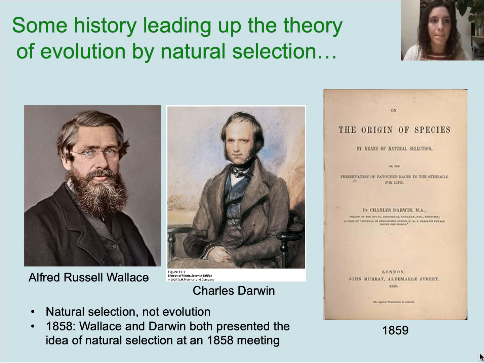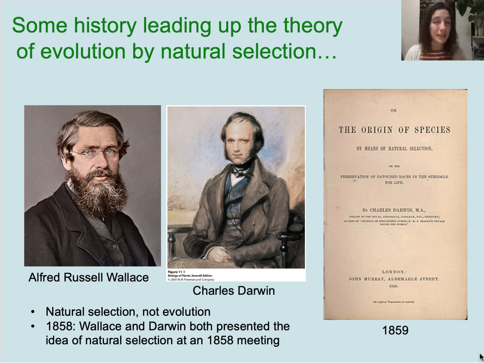Okay. A little bit of history here. The first ones to think of natural selection, we've got to talk about them. Alfred Russel Wallace and Charles Darwin were coming up with the idea of natural selection at the same time. Now, the idea of evolution, change over time, had been around a little bit before them, but not evolution by natural selection. And in 1858, both Wallace and Darwin presented the idea of natural selection at a meeting.